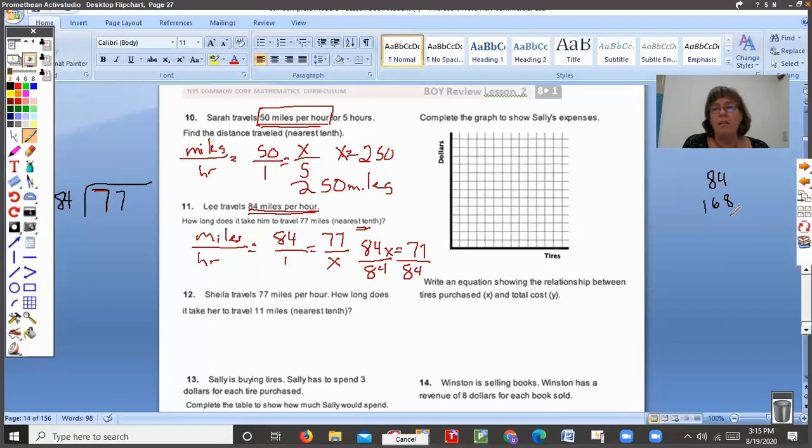And then 4 plus 8 is 12. Carry the 1. 9, 6 is 15. Carry the 1, and that becomes a 2. 4 plus 2 is 6. 84 goes into 7 0 times. 84 goes into 77 0 times.